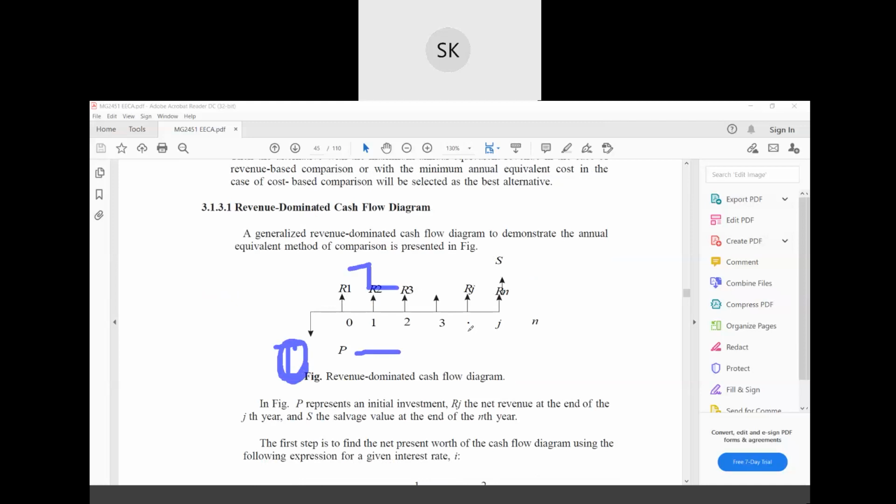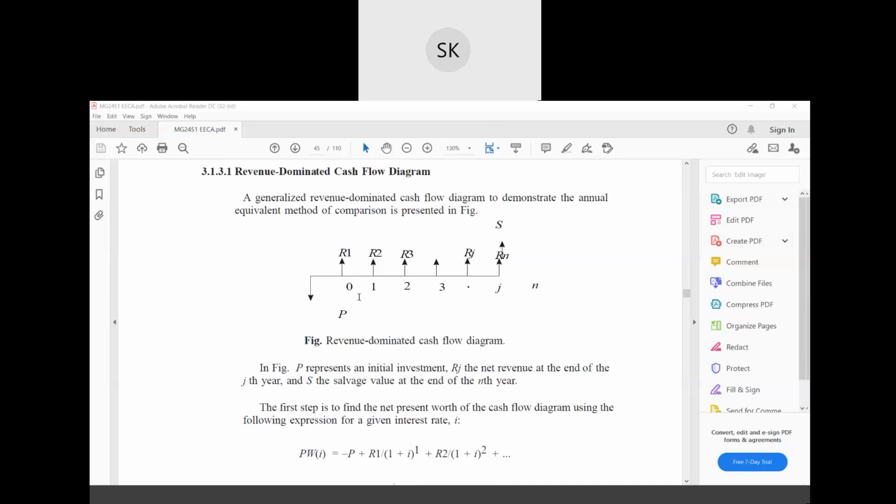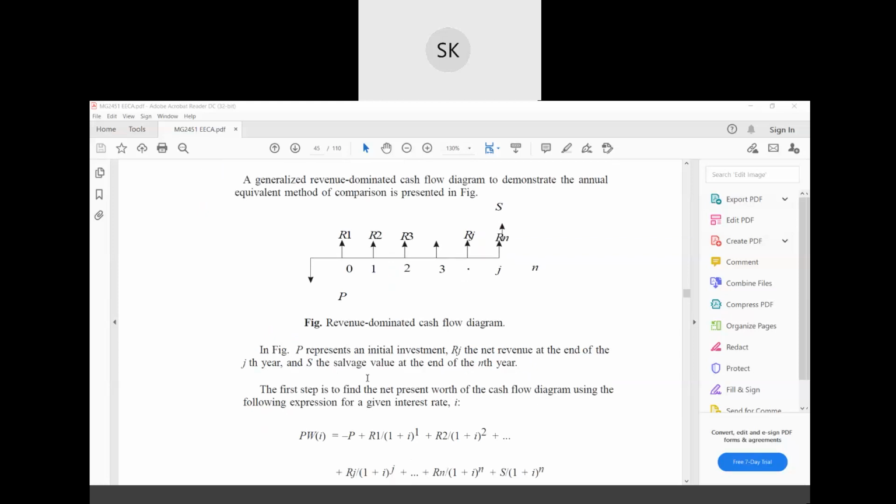Salvage also, if we resell something, then we'll get profit, right? So it's in the upward direction only. So this is the revenue based diagram. In this, P represents an initial investment, net revenue at the end of the year, and S is the salvage value at the end of the nth year.